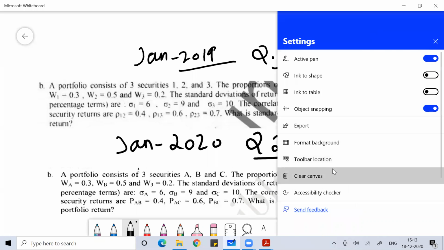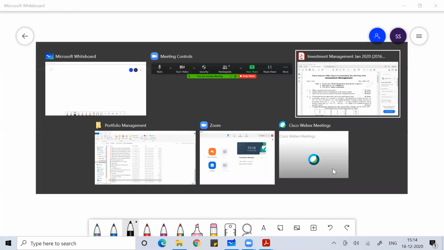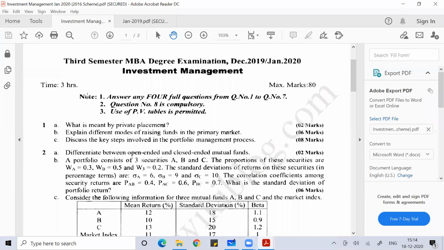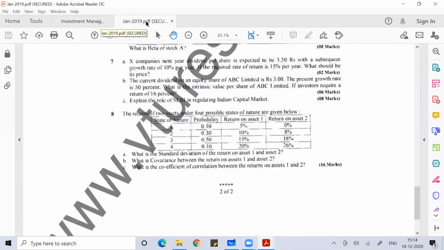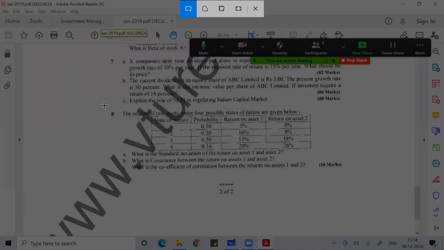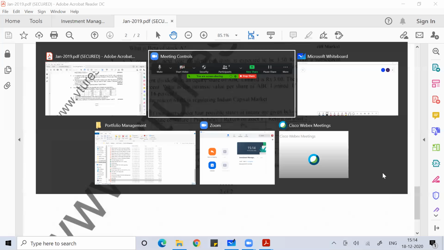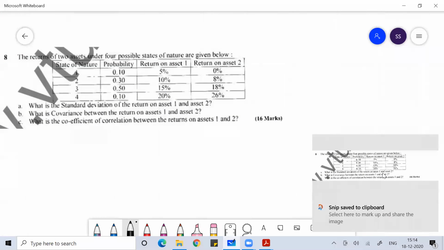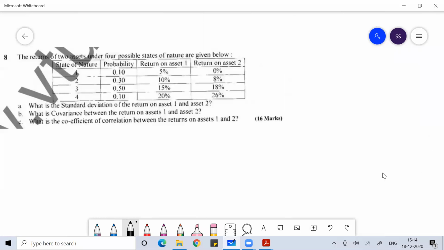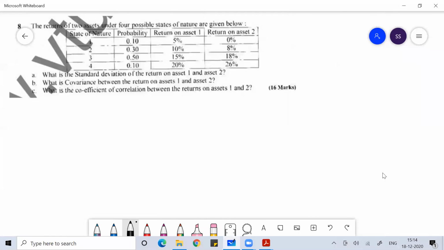The question we'll do today is question number 8, a 16 marks case study, the January 2019 case study. Fine, everyone, let's start solving this question. Let me start writing it.